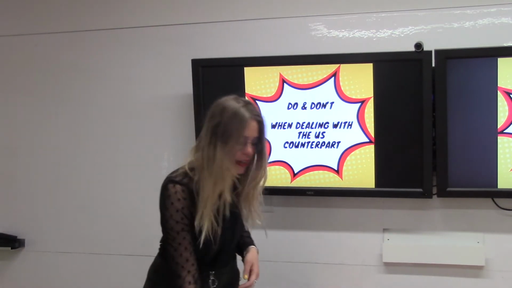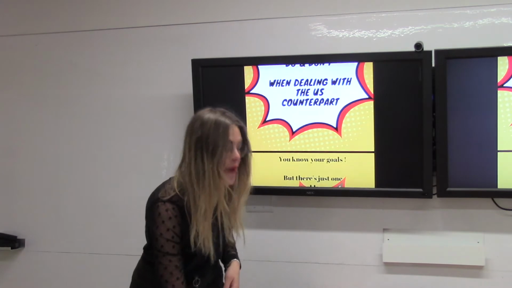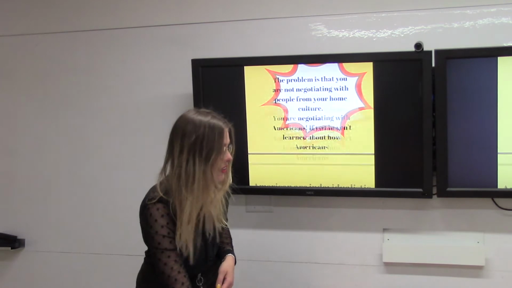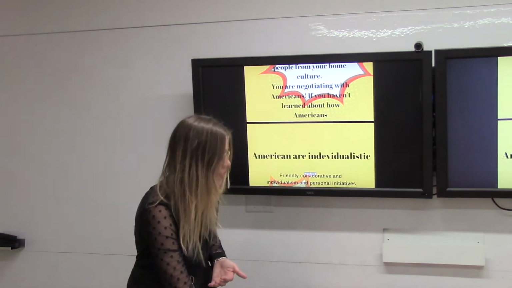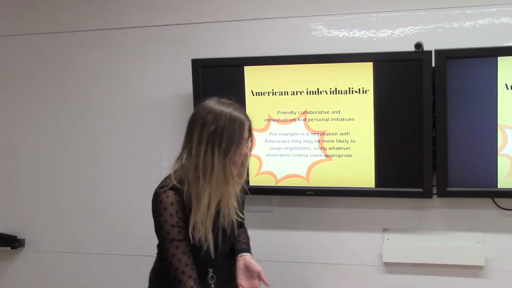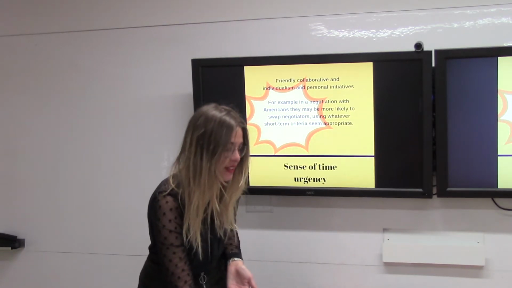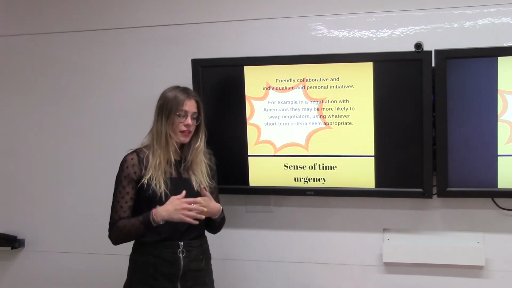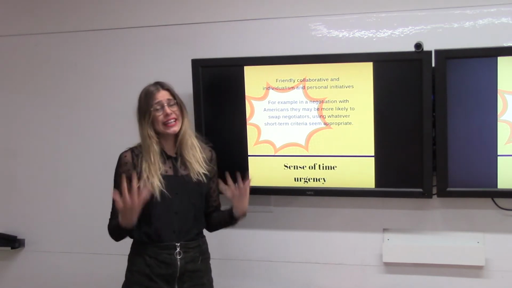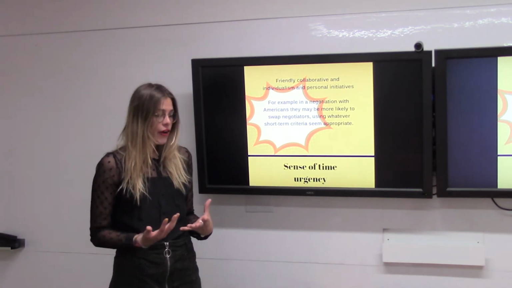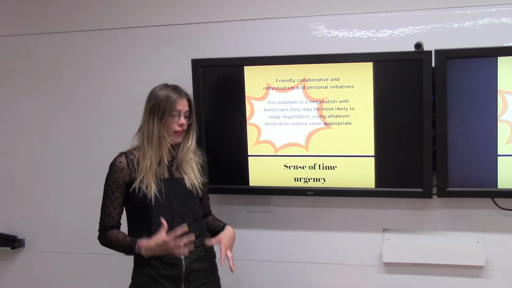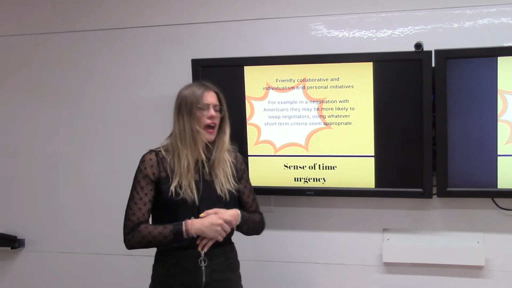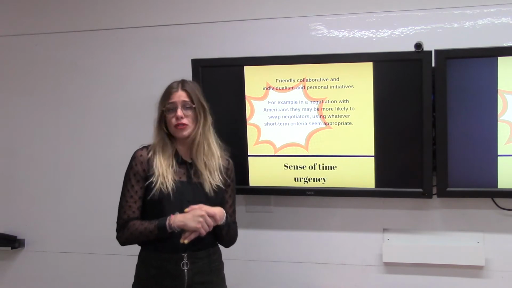So the first one is that Americans are individualistic. Yeah, they are friendly and collaborative, and they have personal initiative. For example, in a negotiation with Americans, they may be more likely to swap negotiators, using whatever short-term criteria seems appropriate. The second point is they have a sense of time urgency.